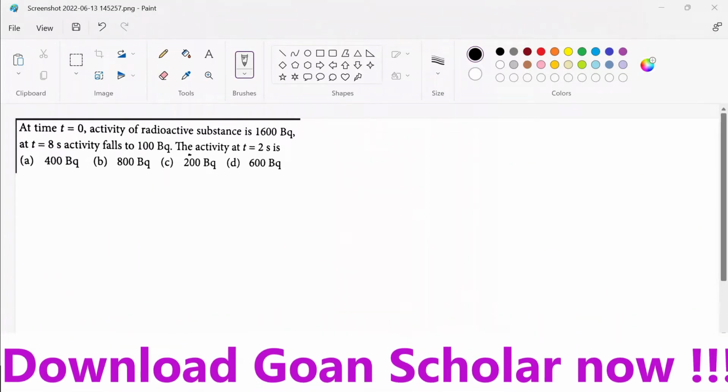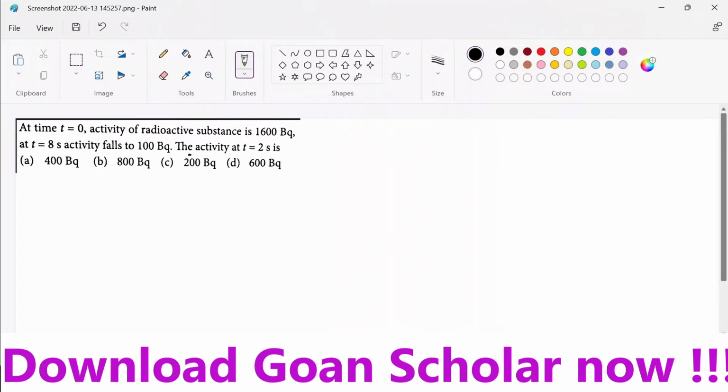The question says at any time t, question number 1, this is in practice paper 23. At time t equal to 0, the activity of a radioactive substance is 1600 Bq. Bq stands for becquerel, the unit for radioactivity. At t equal to 8 seconds, the activity falls to 100 Bq. You have to figure out the activity at t equal to 2 seconds.